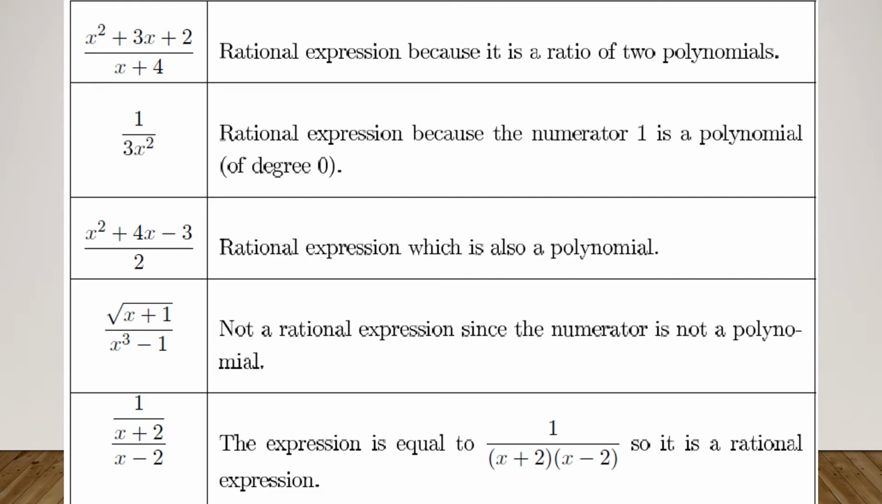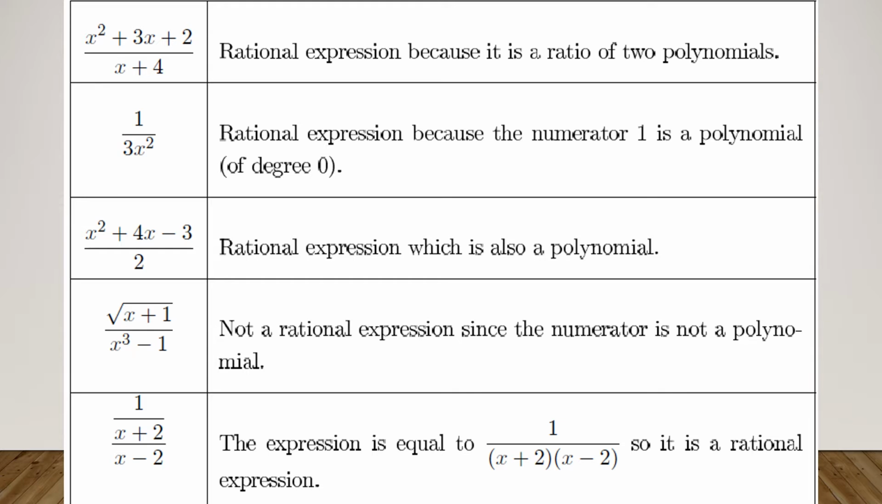For the first one, it is a rational expression because it is a ratio of two polynomials. Or in other words, we have a polynomial on the denominator and in the numerator. So that one is a rational expression. Second one, it is also a rational expression. Why do we say so? It is a rational expression because the numerator is a polynomial, and the denominator is a polynomial. Therefore, we have the quotient of two polynomials. So this one is also a rational expression.